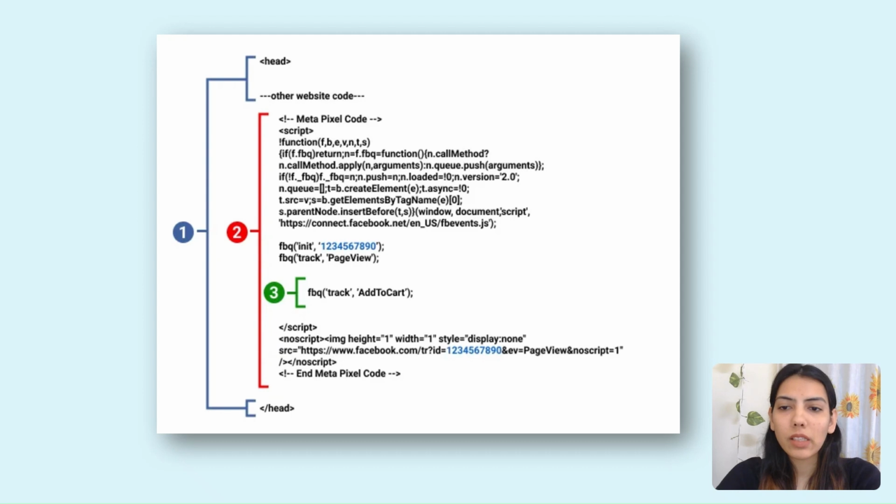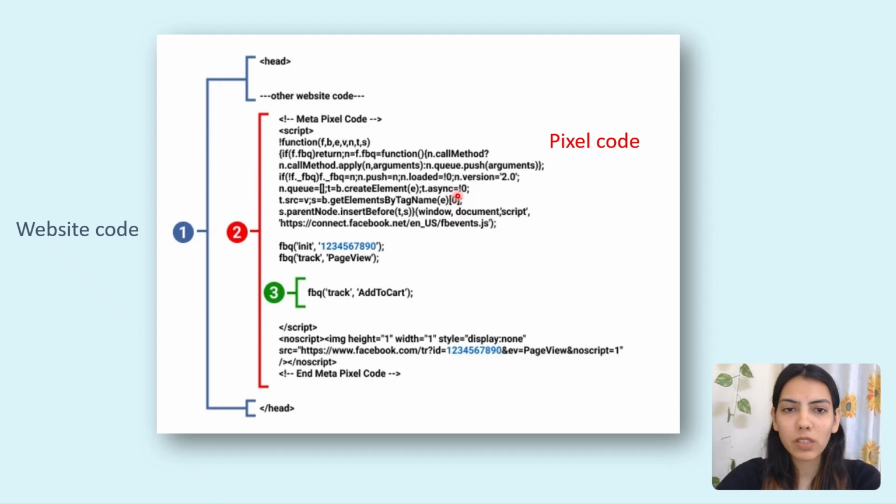So let's try to understand this better. Let's say this is your website code. Now, between the opening and the closing head tag of your web pages, you will add the pixel code. So this is your pixel code. Now you can see that it has the pixel ID at two places. It also has an event called PageView by default.